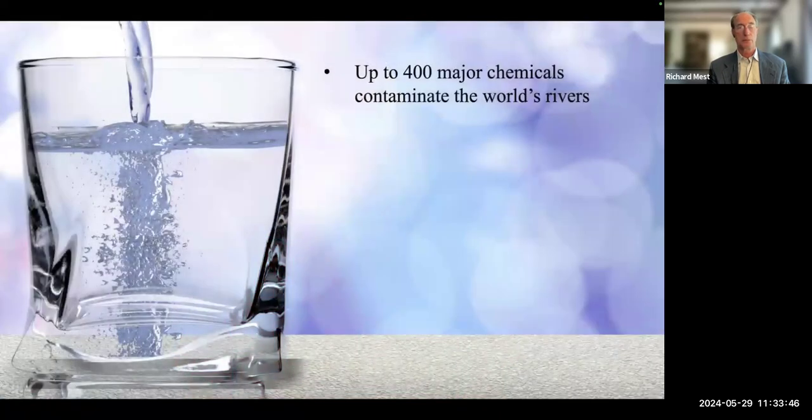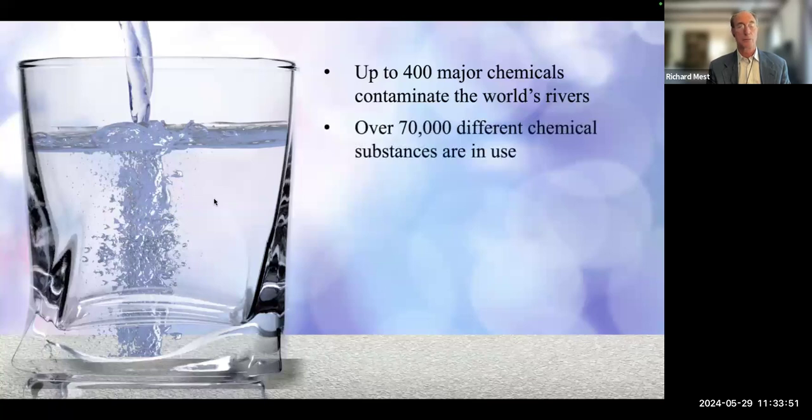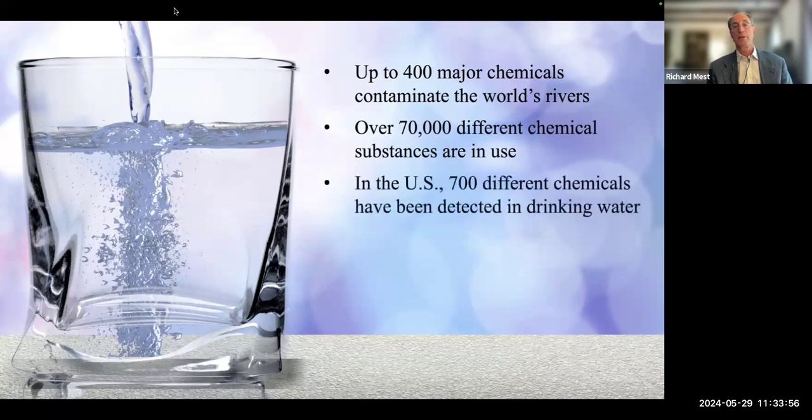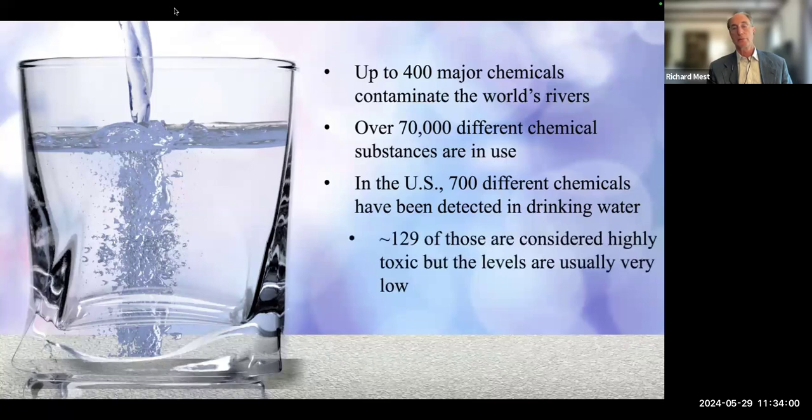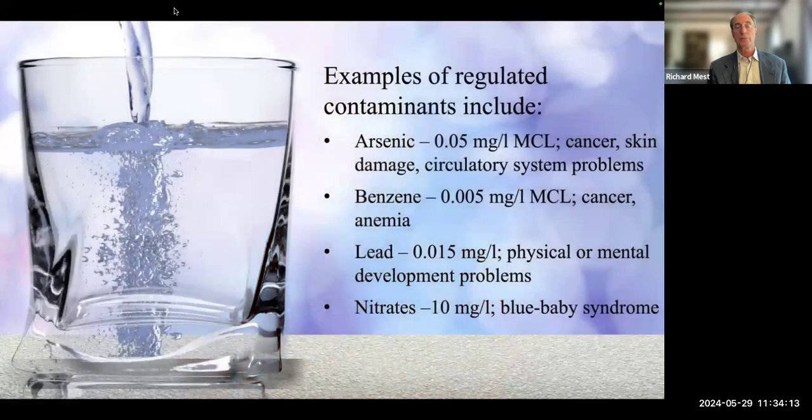Up to 400 major chemicals contaminate the world's rivers, and over 70,000 different chemical substances are currently in use. In the United States, 700 different chemicals have been detected in drinking water, and about 129 of those are considered highly toxic, but the levels we're exposed to are usually very low. The Environmental Protection Agency has set legal limits on over 90 contaminants in drinking water. Examples of contaminants regulated under the 1974 Safe Drinking Water Act include arsenic, benzene, lead, and nitrates.